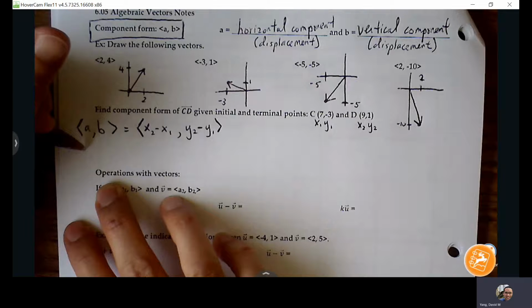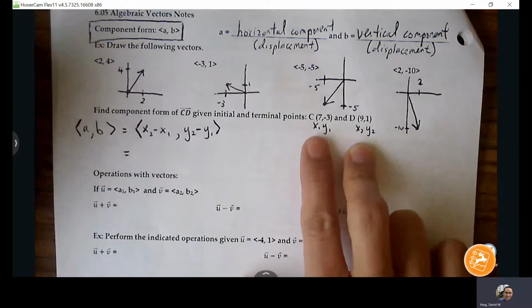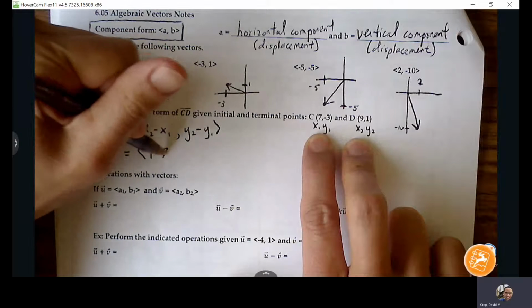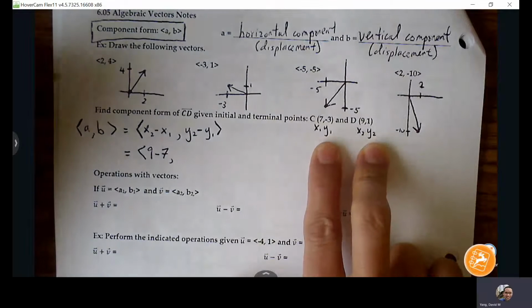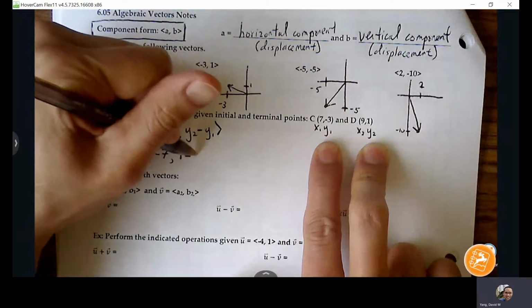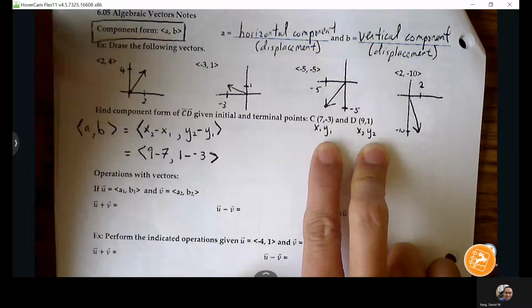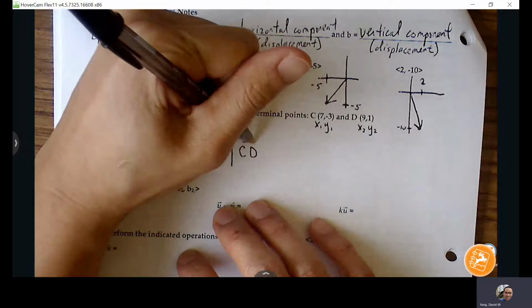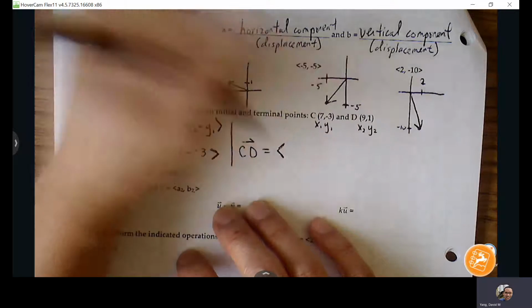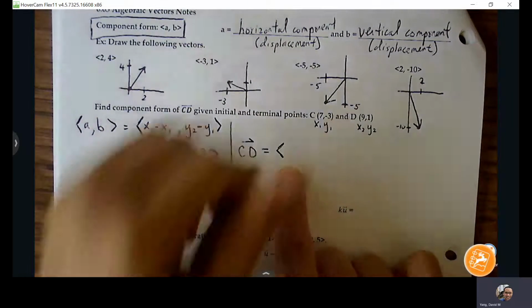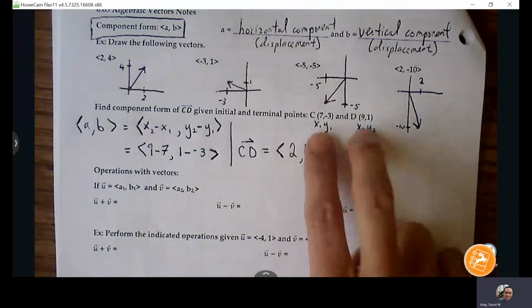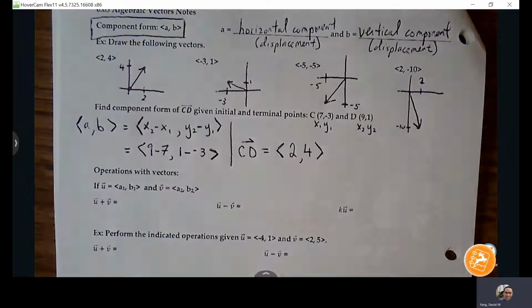Okay, so in this case, our vector would be x2 minus x1, so 9 minus 7. And y2 minus y1 will be 1 minus -3. Keep track of the two negatives here. So therefore, vector CD would have a component form of, reducing these values, 2 and 4. If we were to connect the 2 points and draw a triangle, that triangle will have a horizontal component of 2 and a vertical component of 4.